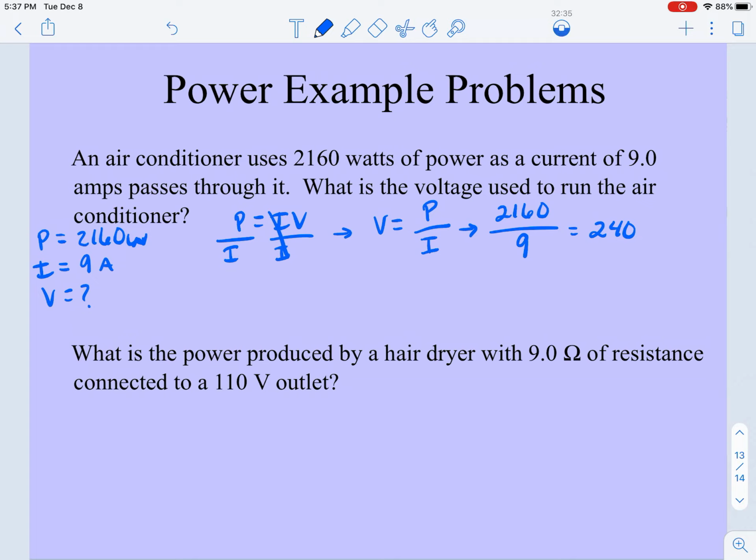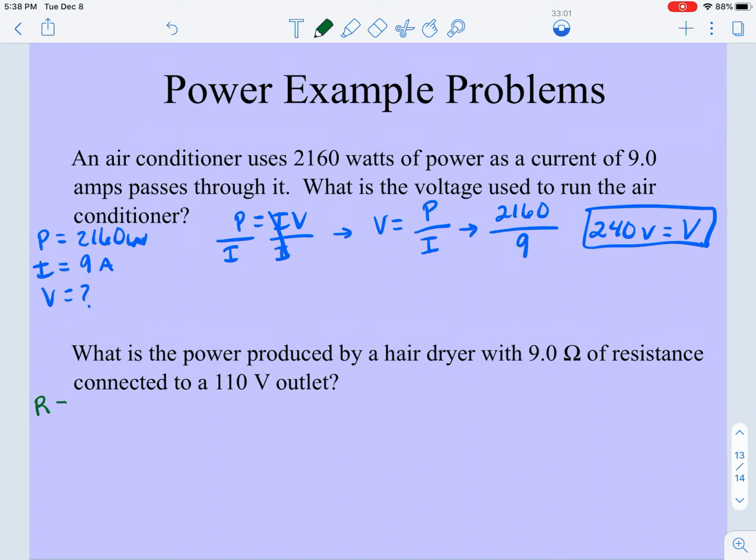So I'm going to take 2,160 divided by 9, which gives me 240. And we do indeed need 2 sig figs for this calculation, so that works out perfect. We are solving for voltage, so this is going to be 240 volts is my value for voltage.